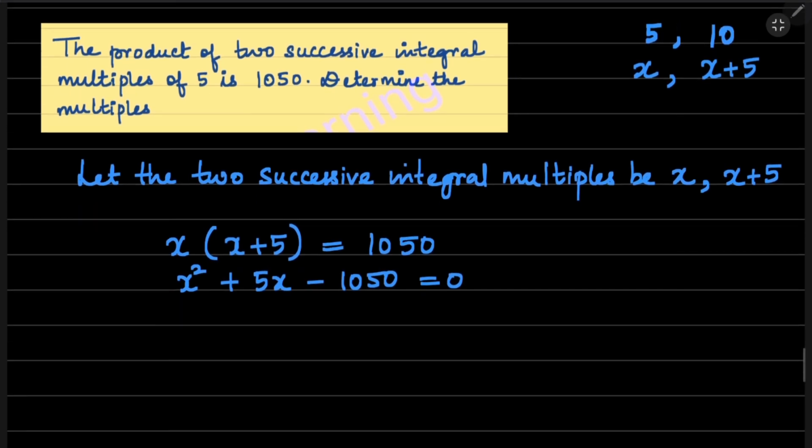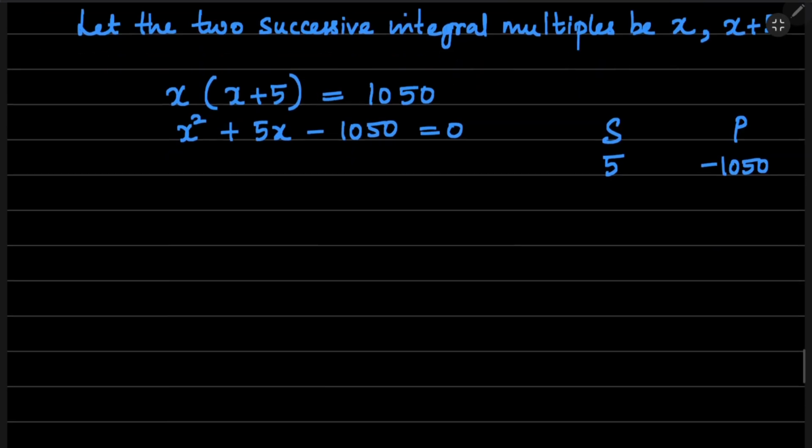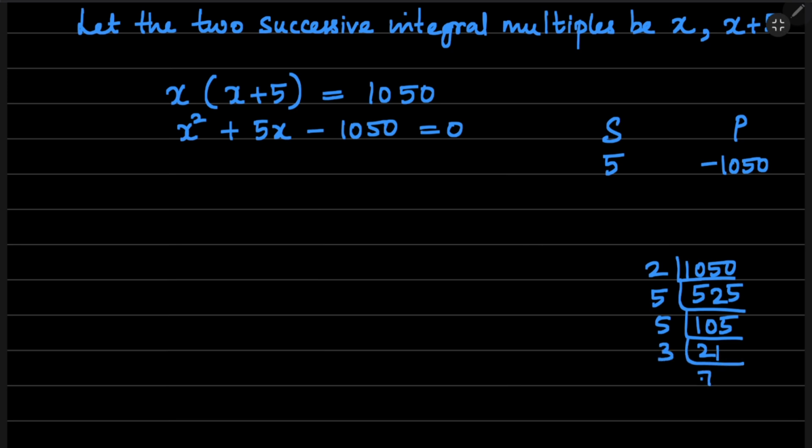Let us do the factorization using middle term splitting. So, you have your sum and product. Sum is plus 5. Product is minus 1050, and what would be the two numbers? In order to find out two numbers whose sum is 5 and product is minus 1050, let's do the prime factorization of 1050. Start with 2. Okay, so 2 5s are 10, 2 2s are 4, 2 5s are 10. Again 5, so 5 1s are 5. Again 5, 5 2s are 10, 5 1s are 5. And then 3 and 7.